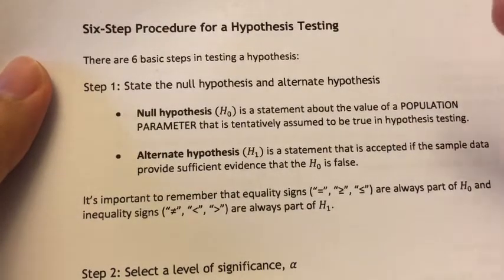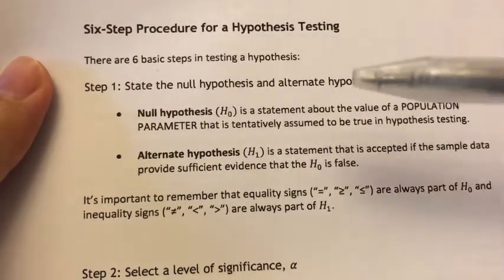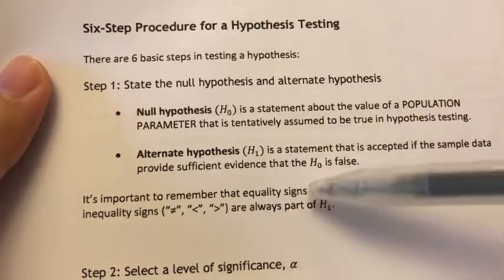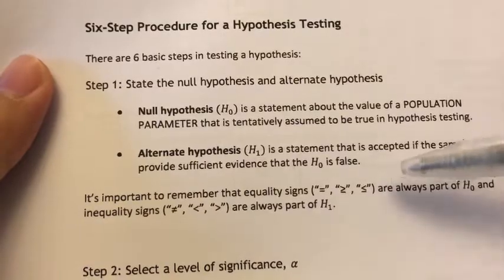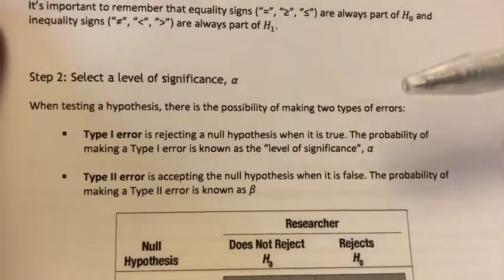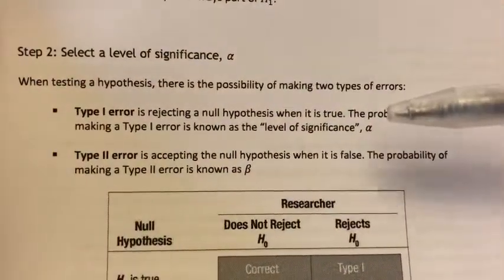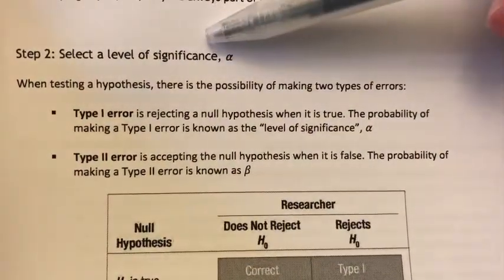There's only going to be one null hypothesis. Then there will also be only one alternate hypothesis. Okay, we're not going to write all of these three in one sentence, okay? Take note. Once we have our hypotheses in place, step number 2 is to select a level of significance, or alpha.